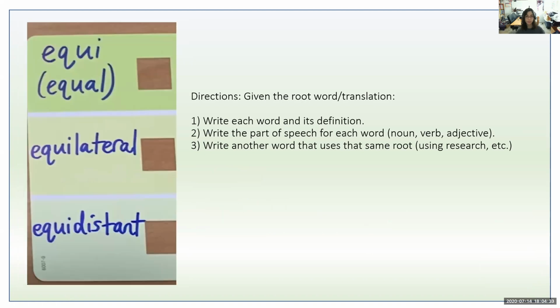Okay, next one. We have equi meaning equal. So our vocabulary words are equilateral and equidistant. So you get to follow these 3 steps, writing each word in its definition, writing this part of speech for each word, and writing another word that uses that same root, whether you're using your dictionary, research, or another source. So I'll let you pause the video and follow those 3 steps.